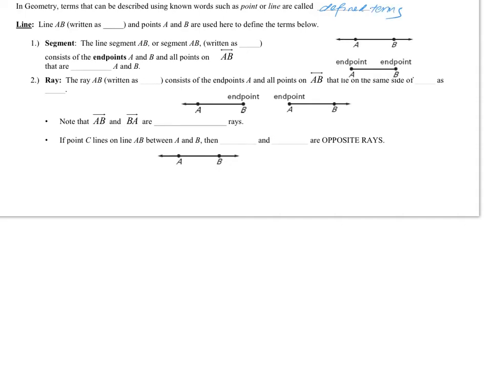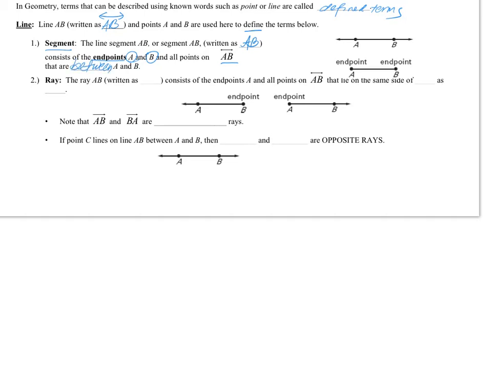Okay, I'm going to use line AB, written as AB with 2 arrowheads at the top, and points A and B to define the terms below. So for segment, the line segment AB is written as AB with a bar at the top, and it consists of endpoints A and B, and all the points on line AB that are between A and B.